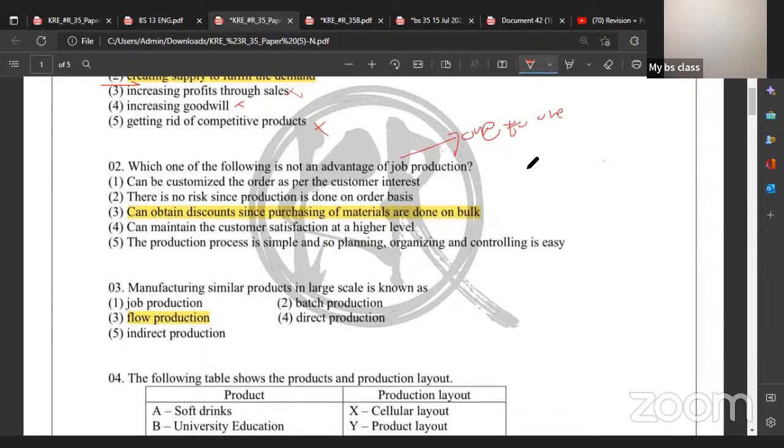Ordering a birthday cake for you, you will say, okay, this kind of a structure, right? You need the structure of a Batman or a Superman, I don't know what it is. Right? So, or a car or a, I don't know, right? So it's highly customized for you. So then it's an advantage, right? So cannot consider this. And there is no risk since production is done on order basis.